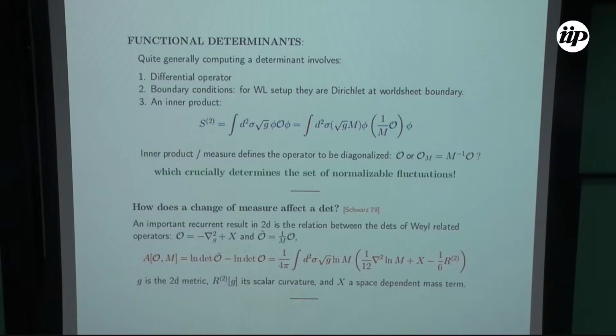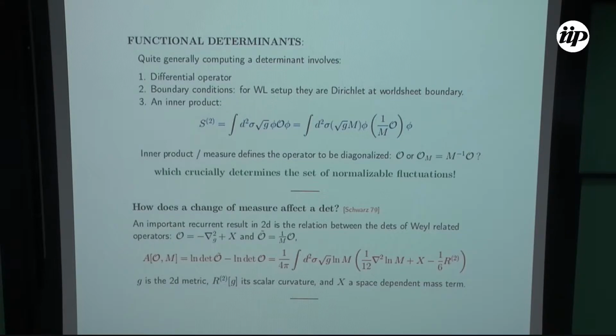If we want to compute determinants, we need a differential operator, boundary conditions, and an inner product. Okay? In the sense that I may compute a fluctuation, and typically we write it this way, but nobody prevents me from saying that I put an m here, I divide by an m, and I put this as a new inner product. And I have to see how this depends on m or not. And this is crucial, and this is important in order to determine what are the normalizable fluctuations I will be talking about.